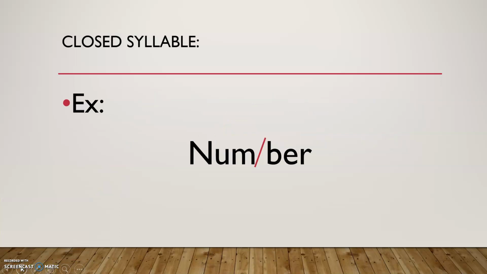What is a closed syllable? Let's revise our previous lesson. For example, the word number. We have one vowel sound here, one vowel sound here, and we draw the diagonal line here. Let's look at the first syllable. It's closed by a consonant. It's not a vowel. The last letter in the first syllable is a consonant, not a vowel. That's why we call it closed syllable.